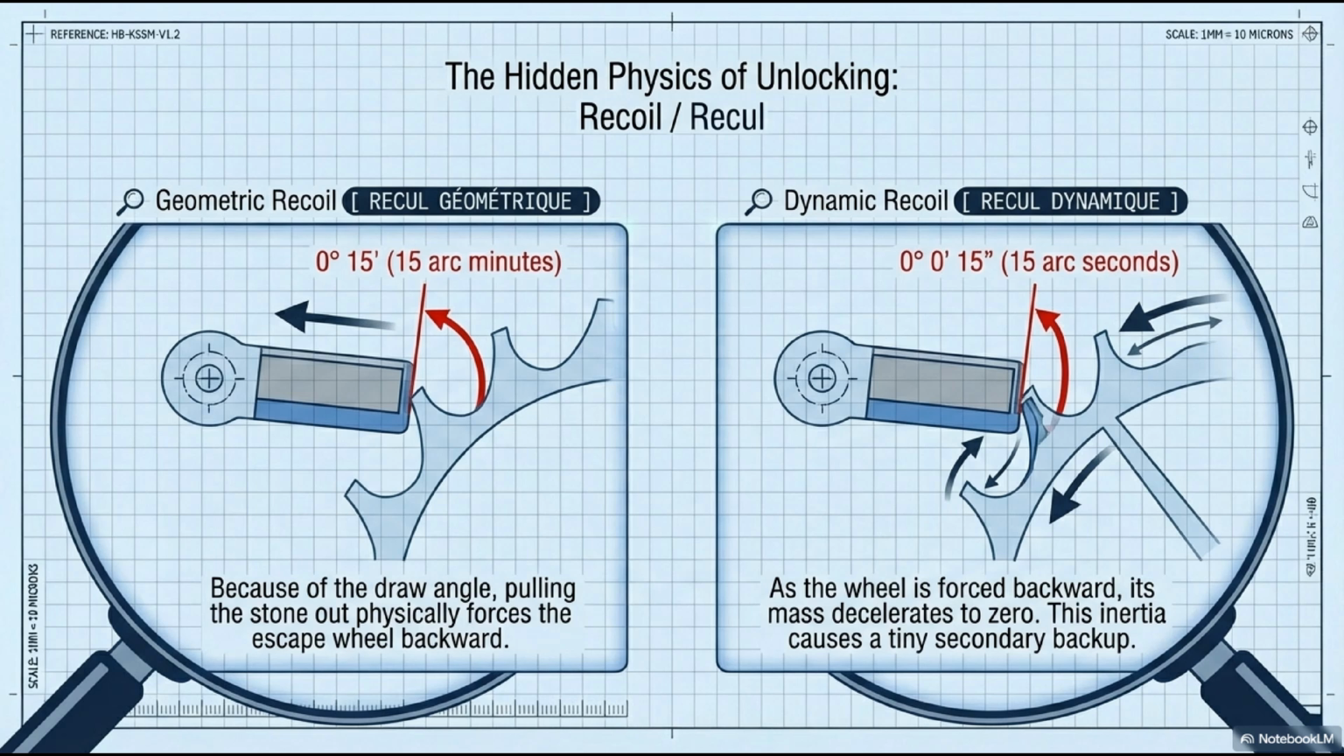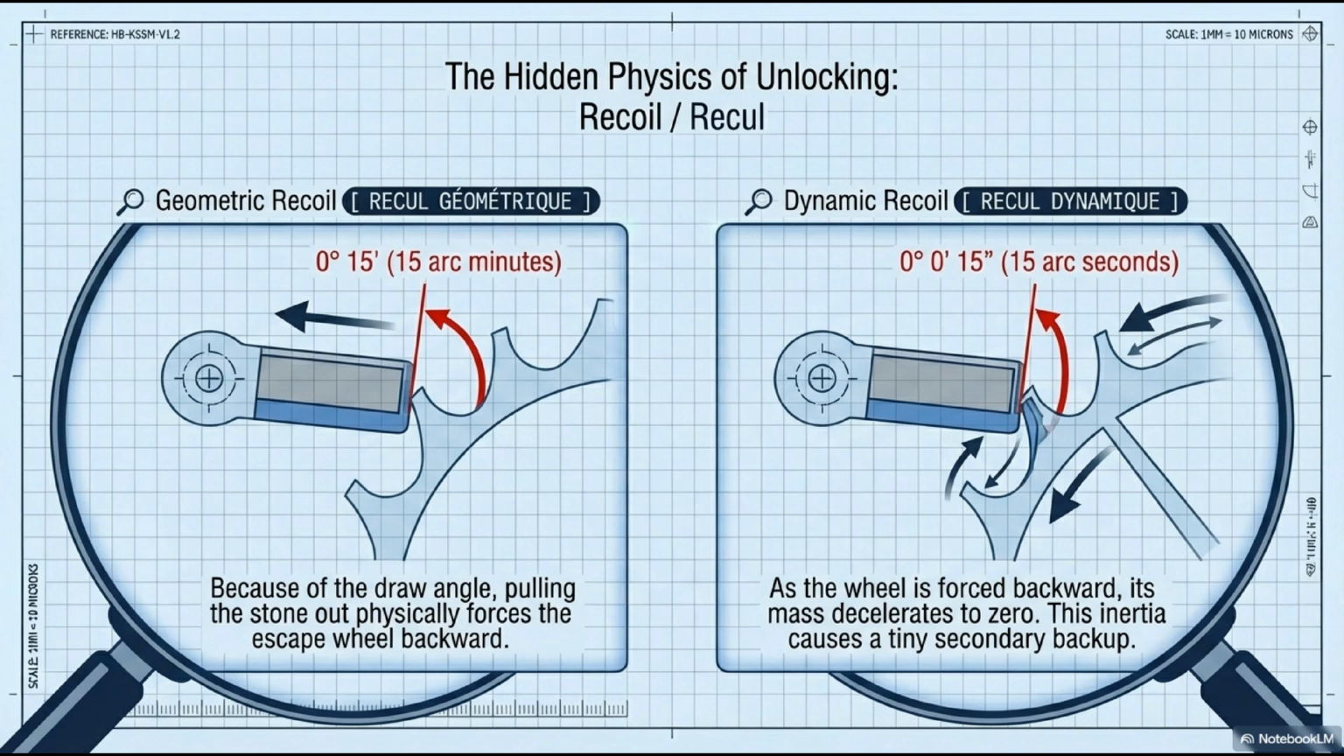Here's why. The pallet stone is a rectangular block mounted on a fork arm that rotates about the fork pivot. When the fork rotates to free the tooth, the stone rotates with it. A rotating rectangle pushes outward as it turns; its corner describes a slightly larger arc than its face. This outward push acts directly on the tooth resting on the locking face, pushing it backward. The escape wheel physically reverses by 15 arc minutes before anything else happens.